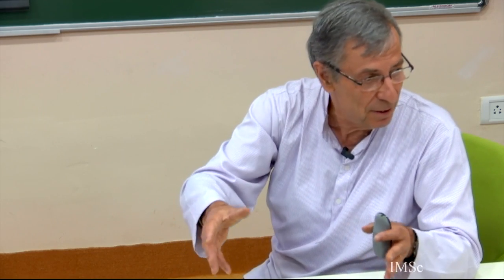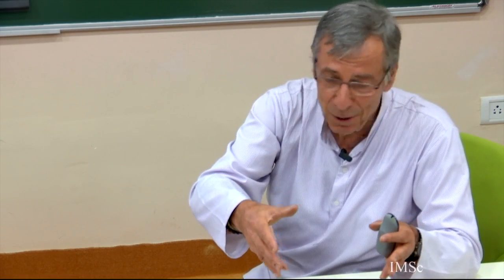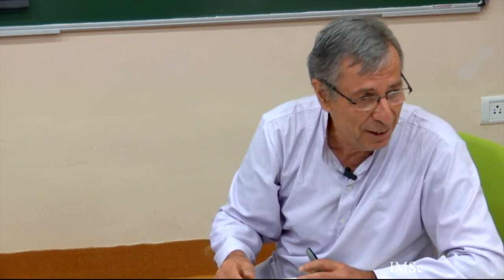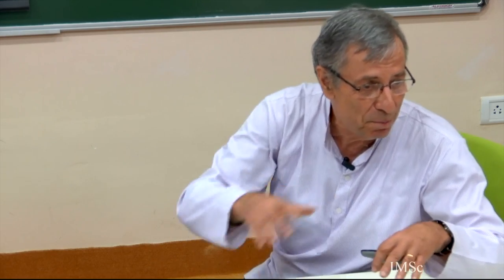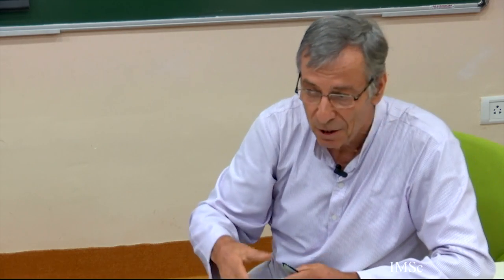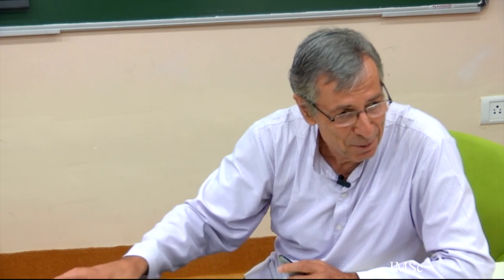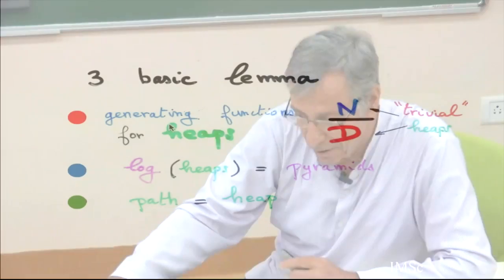So heaps of pieces are one of these bijective tools. With 3 lemmas, we can get 100 different identities as soon as we put different heaps, different weights to all this. So this makes some order in the jungle of bijections and identities in combinatorics.